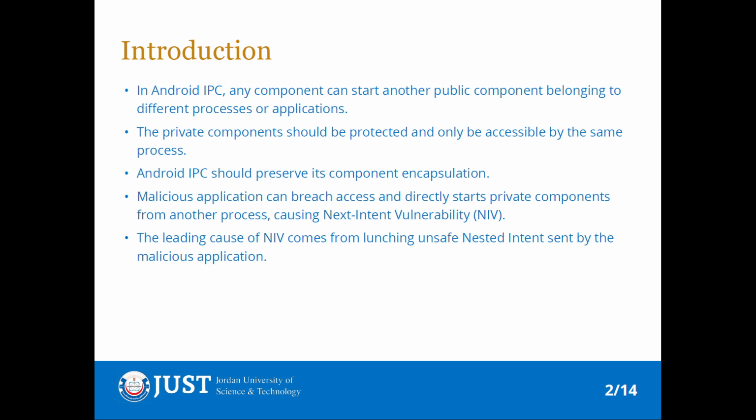First, in Android inter-process communication, any component can start or communicate with any other public component that belongs to a different process or application on the same Android device, whereas a private component should be protected and only accessible by the same process, not by another process. Android inter-process communication should preserve its component encapsulation and prevent any breach of this encapsulation.